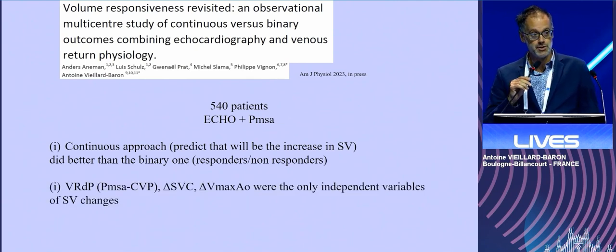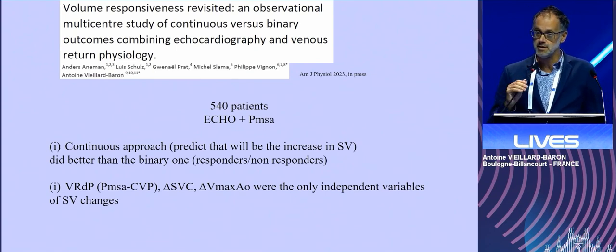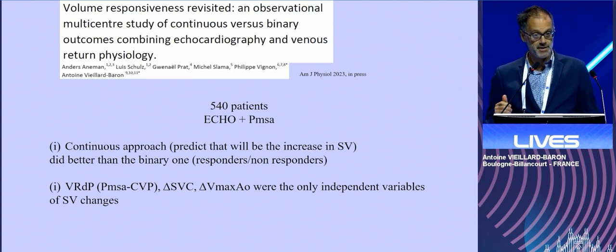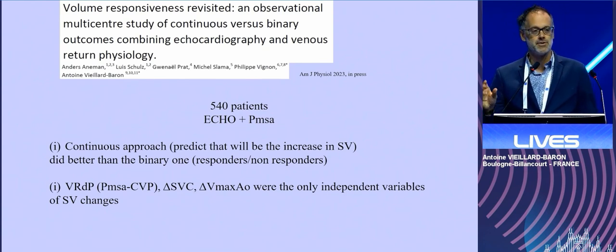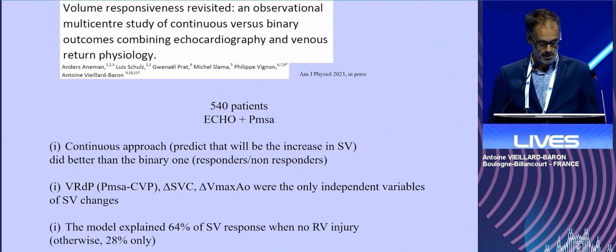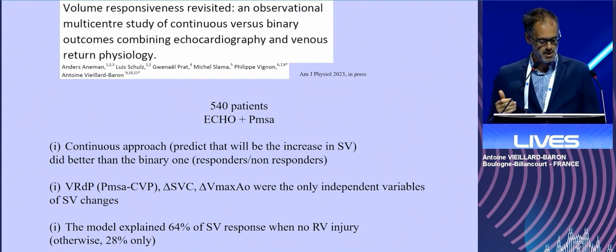If you look at the parameters which were independent variables of change in stroke volume, it was the pressure gradient for venous return. In this, we had the CVP, and we calculated the mean systemic filling pressure using the Parkin formula. Then there was the respiratory variation of the superior vena cava and the respiratory variation of the maximal velocity of the aortic blood flow. What was especially interesting in this study is that the model works very well if we excluded patients without any RV injury. But when we included patients with RV injury and so potentially ventilated for ARDS, the model works much less.